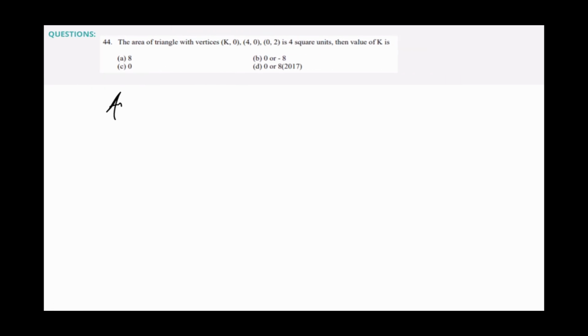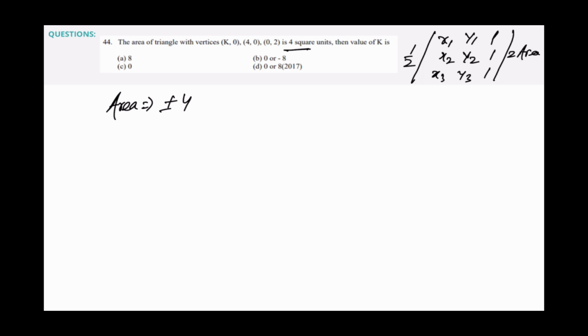So now again, let's see, students. Okay, area is always plus minus. Okay, so be very careful. It's not only plus 4, it's both plus minus. Okay, what is the formula? The area formula is half of the determinant with rows x1 y1 1, x2 y2 1, and x3 y3 1, that is equal to the area.